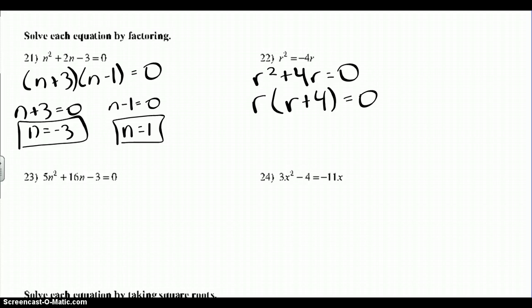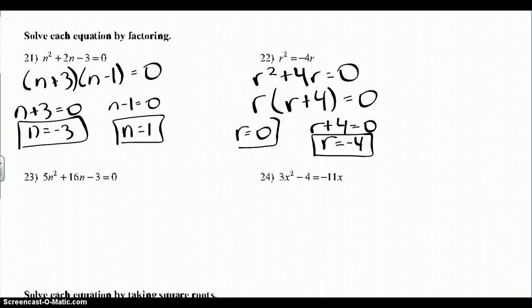And set both parts equal to 0. Don't forget about that r up front. So we have r equals 0 and r plus 4 equals 0. Subtract 4 from both sides. You get your second solution. We have 0 and -4.